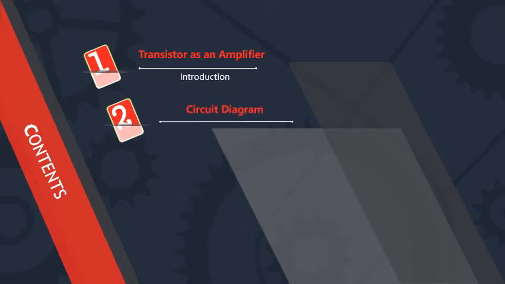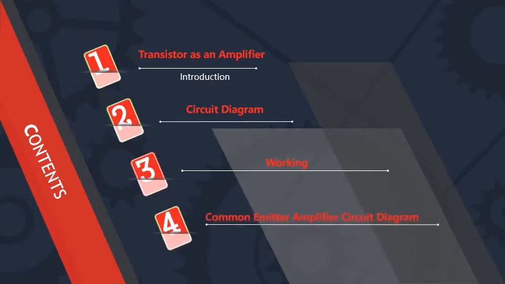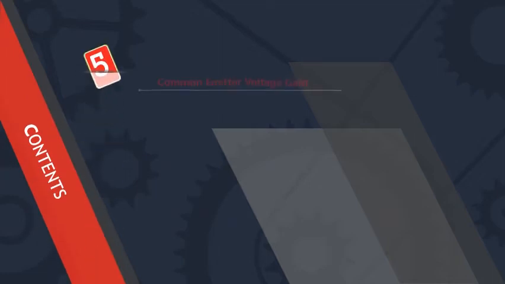Circuit diagram of the transistor as an amplifier, working of the transistor as an amplifier. After this, we will move on to the common emitter amplifier circuit diagram. Next one is common emitter voltage gain.